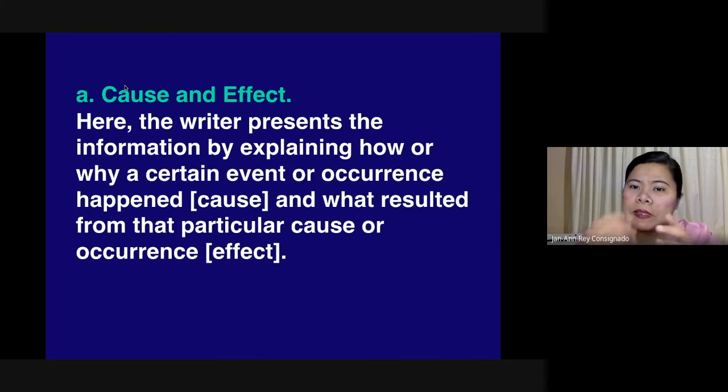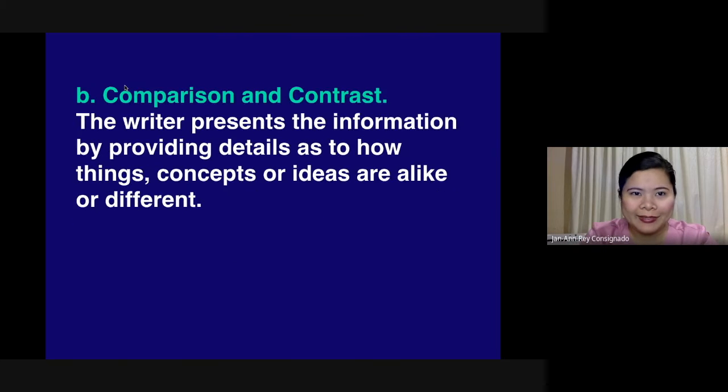Here, the writer presents the information by explaining how or why a certain event or occurrence happened, the cause, and what resulted from that particular cause or occurrence, the effect. A is cause and effect. B, comparison and contrast. The writer presents the information by providing details as to how things, concepts, or ideas are alike or different. Comparison and contrast.